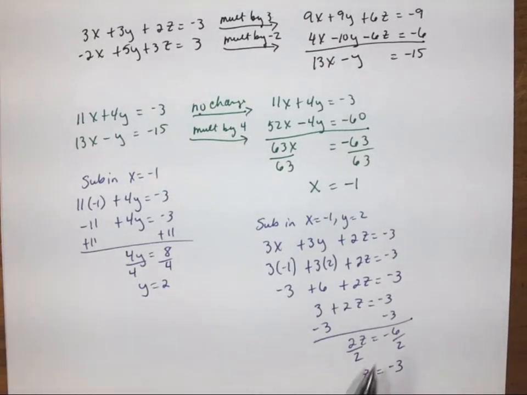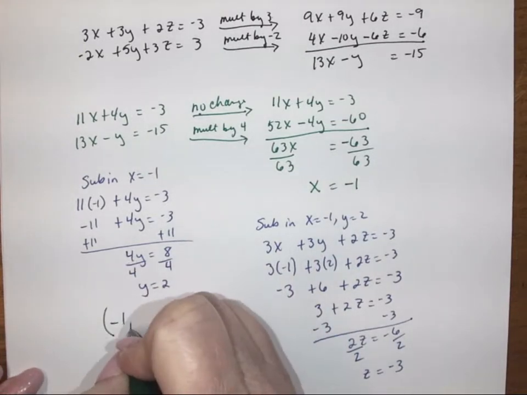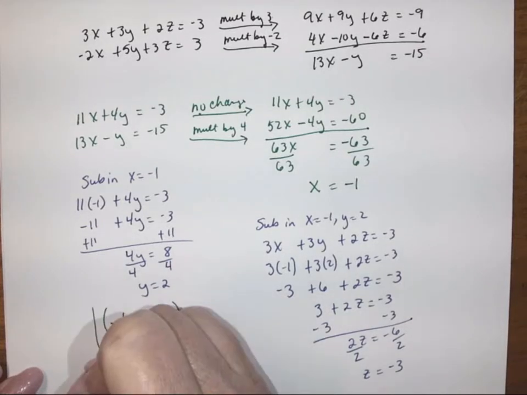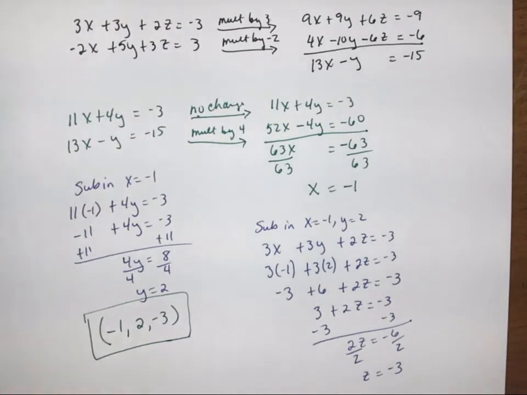So now that I have my x, my y, and my z, my ordered triple will be negative 1, 2, negative 3. Again, make sure you put them in the right order. And you can always go back and take the ordered triple and plug it into your original equations like we did on the first example to see if the problem is correct. All right, so let's go on to example 4.